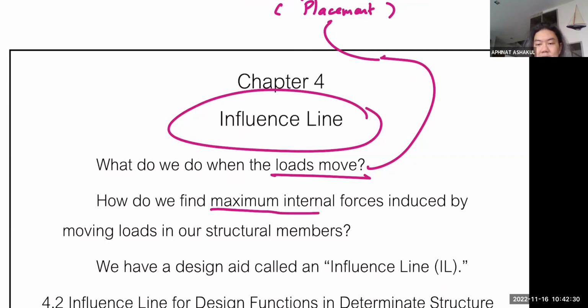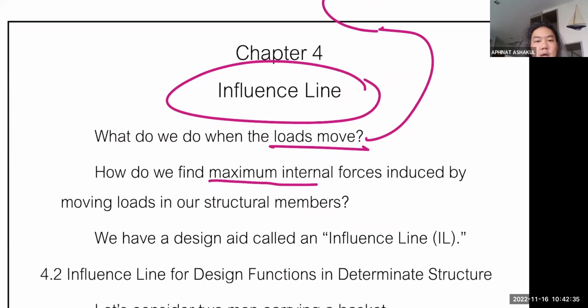And you will be introduced to the new tool that civil engineers nowadays use to design the structure that has to carry the moving load. We call this the influence line.